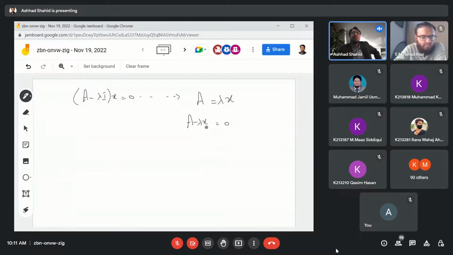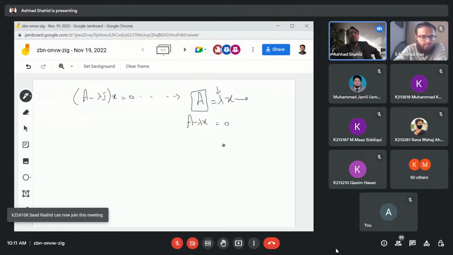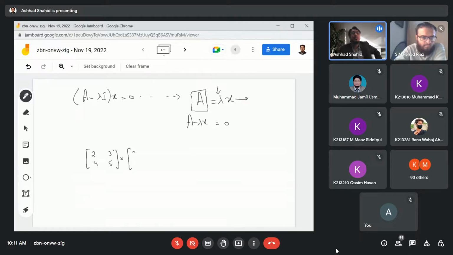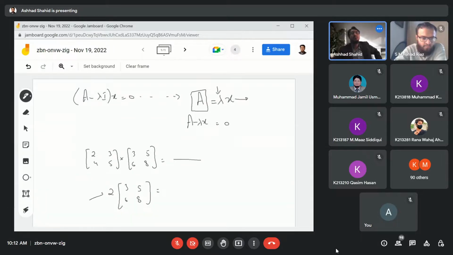Now in this form, this matrix is represented by only a number. X can be any matrix, a column matrix or any other matrix. But let's say you have a matrix 2, 3, 4, 5 and you have to multiply it with another matrix 3, 5, 6, 8. It will take more time than if you just have to multiply by a scalar number. So if you have to multiply a scalar number, it will take less time than multiplying two matrices.